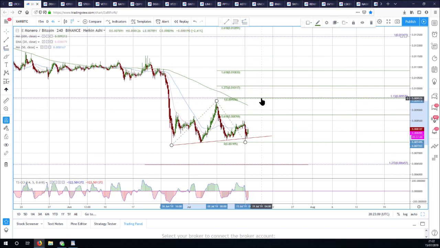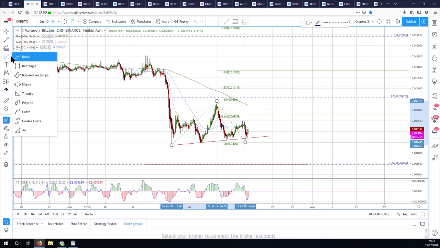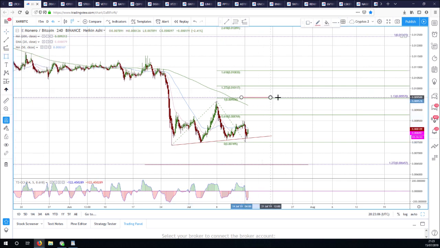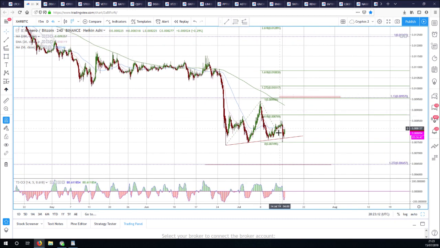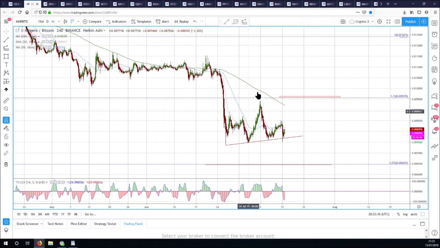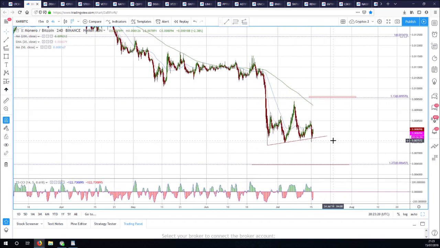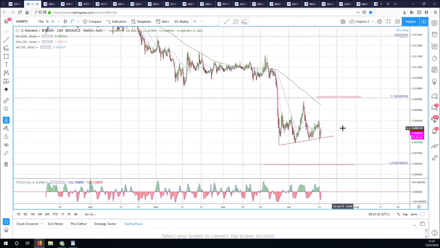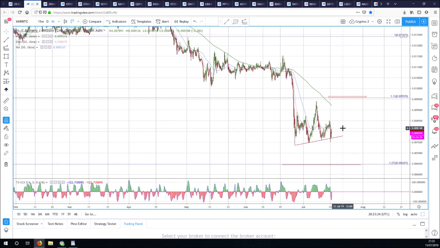So 9556. That's where we need to be above in Monero to confirm our bullish reversal. 9570, 9556. And if we just rally there and roll over, I'm afraid it'll just be another kind of big ABC correction. So be a little bit careful. Above 9570, we're going to get excited for Monero Bitcoin.